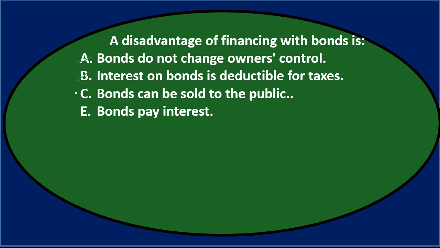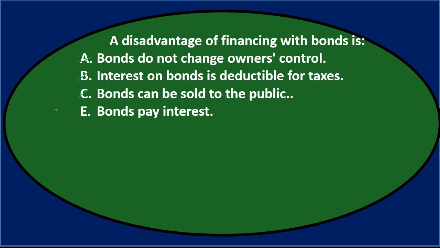And then C says bonds can be sold to the public. And again, that's typically true because the corporation can sell bonds on an exchange possibly, rather than just taking a loan from the bank. So that's usually an advantage because it could allow for more financing, not a disadvantage. So E, we're left with E here, bonds pay interest. And that is a disadvantage.